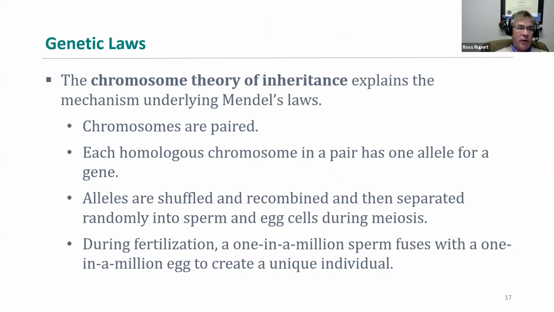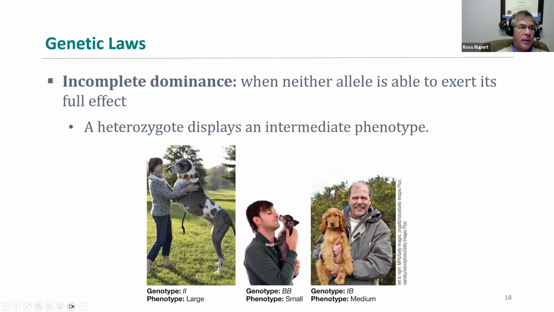The chromosome theory of inheritance basically says what you already know, and that is that genes are located on chromosomes. Chromosomes come in pairs, one from your mother and one from your father, and they separate during meiosis and then recombine during fertilization. That is called the chromosome theory of inheritance.